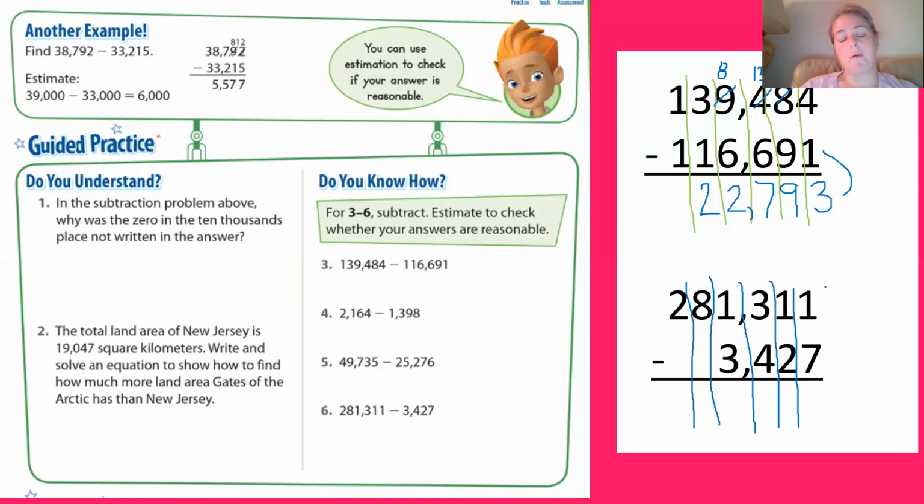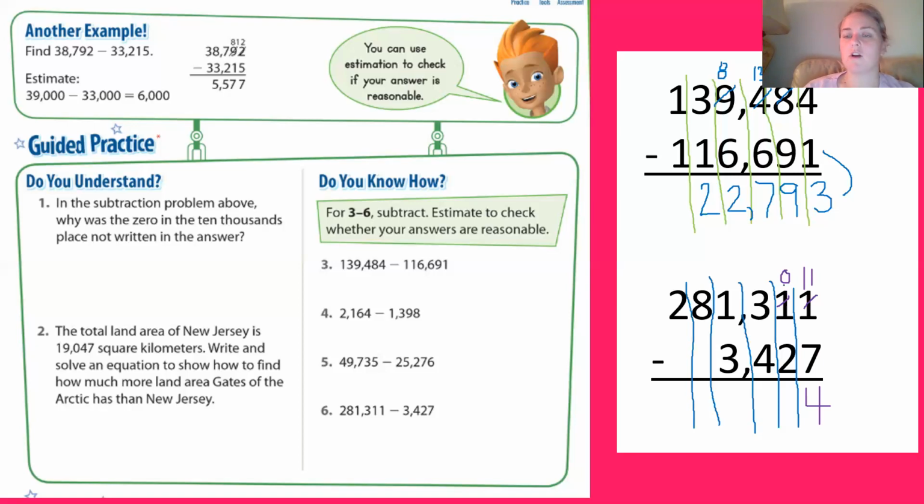So I'm going to start, remember I always start at my ones, but I see the first number is 1 take away 7. So I know if I have 1, I can't take 7 away from that. So my 1 is going to become an 11, and my number next door is going to become a 0, because I borrowed from next door. So 11 take away 7. So I'm going to count up from 7. 7, 8, 9, 10, 11. So 11 take away 7 is 4.